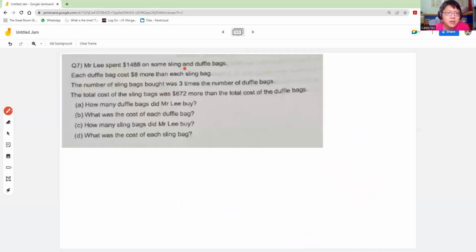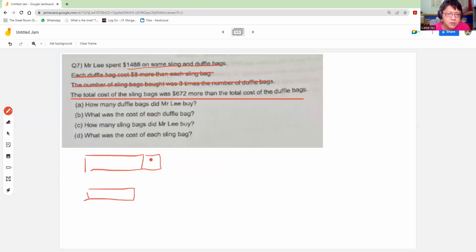Okay, so Mr. Lee spent 1488 on some sling and duffel bags. Remember, we don't care about the second line first. Neither do we care about the third line. We just jump straight to the fourth line. Why? Because we want to know how much was exactly spent on duffel bags and how much was exactly spent on sling bags. So we do a comparison model.